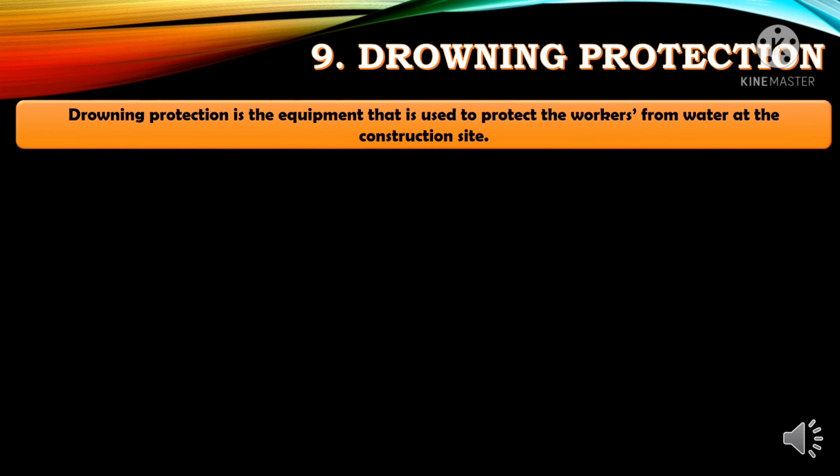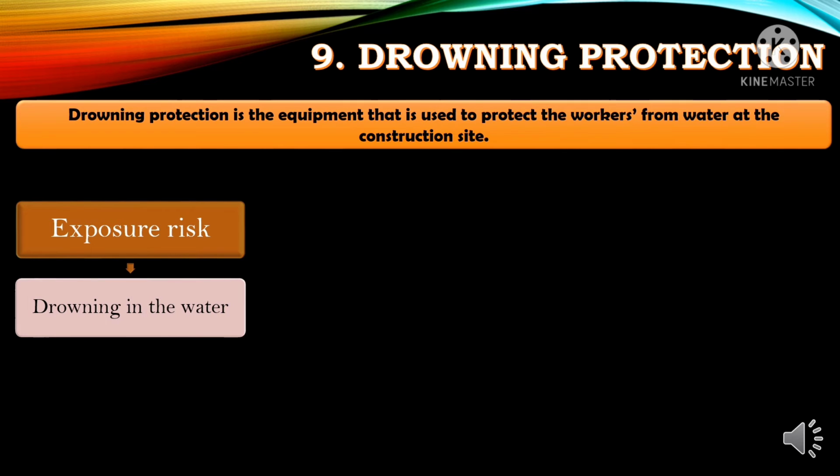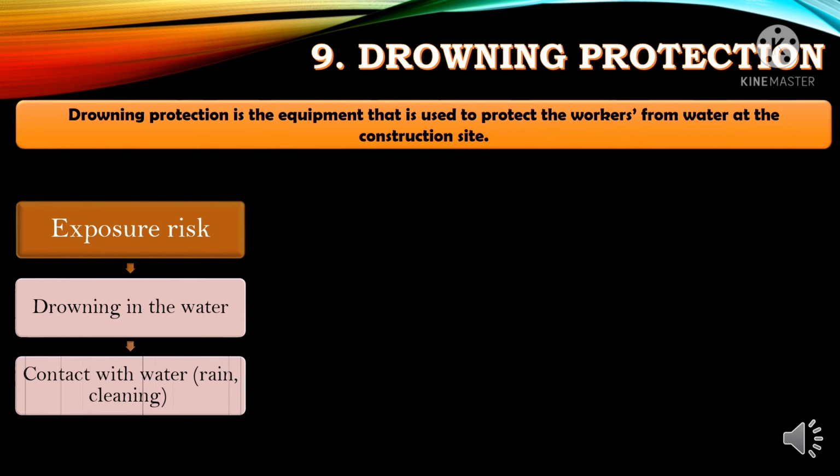Next is drowning protection. Drowning protection is the equipment that is used to protect the workers from water at the construction site. This is because the workers are exposed to drowning in the water and also contact with water because of rain and cleaning. So basically, drowning protection is for the workers that are working near the water.